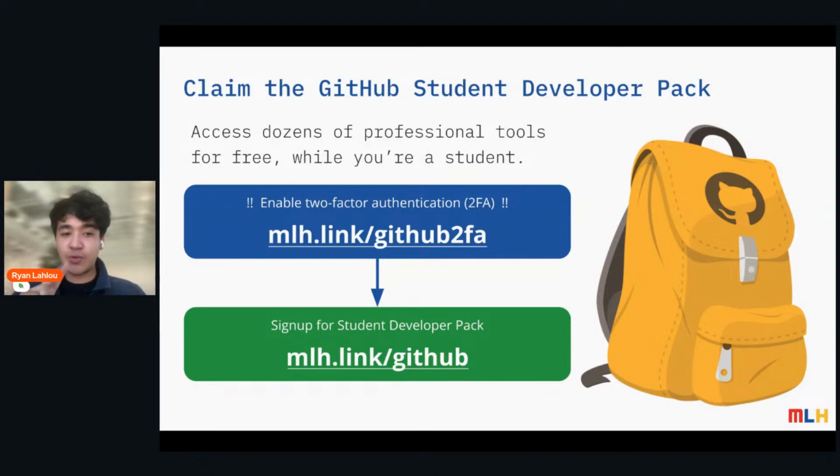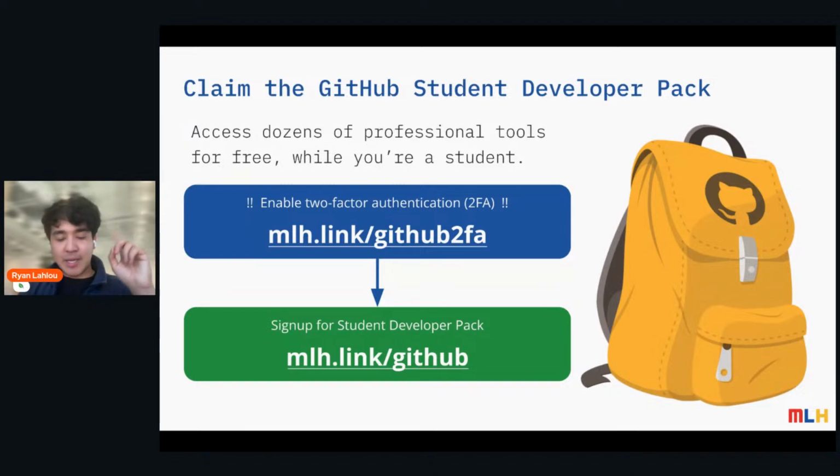Next is you want to enable GitHub two-factor authentication. If you go to mlh.link/github2fa, you can actually get two-factor authentication and set it up. Once you have that, that will also expedite it by a lot. I've seen it so many times. Legit people will get it within minutes versus getting it within days or weeks. It changes the entire game. Make sure to do those 2 steps.